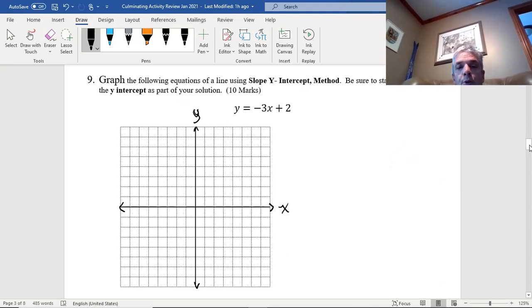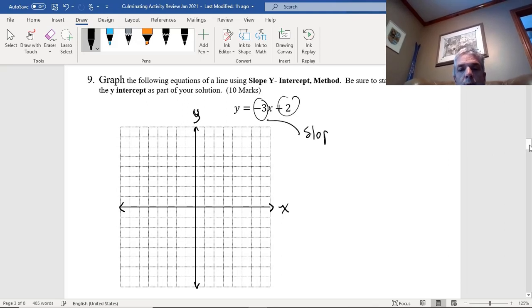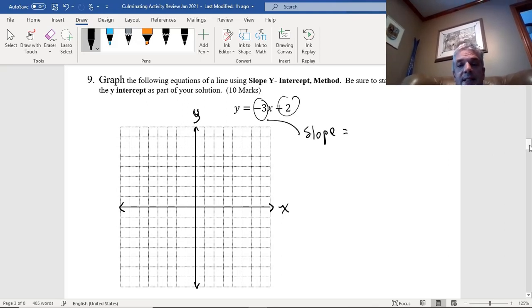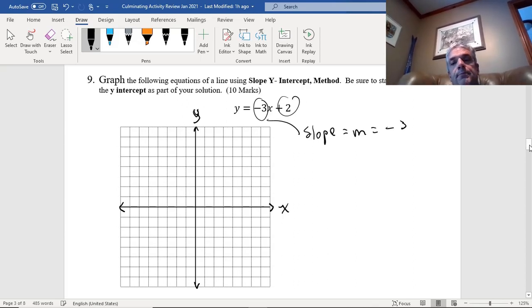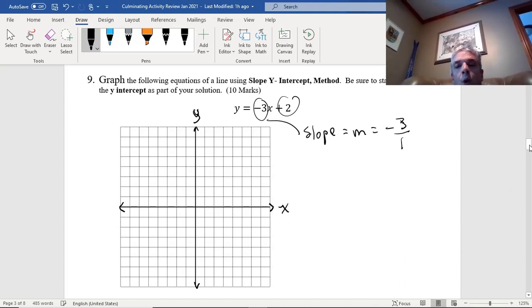Now, there are 2 numbers here, one in front of the X and one after the X. This is my slope. So my slope equals a symbol that we often use is M, and it equals minus 3, which actually means that it's minus 3 over 1. And the reason we write it that way is because the top number represents the rise and the bottom number represents the run, okay?